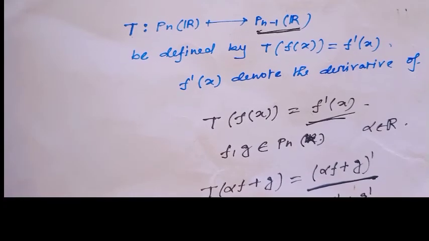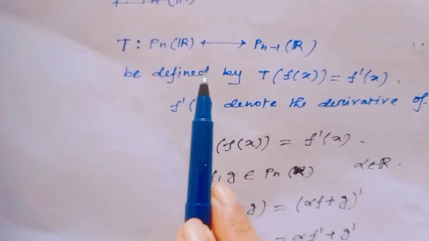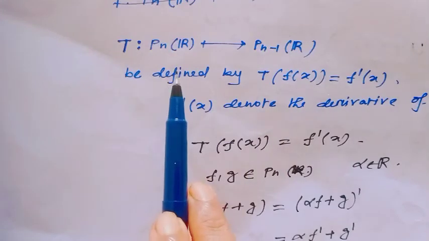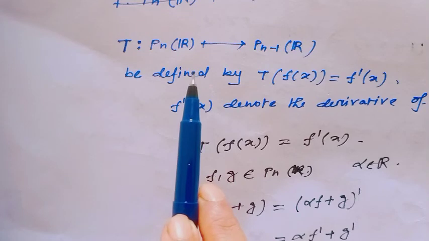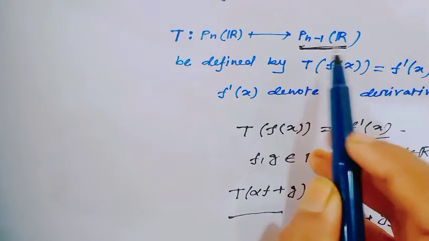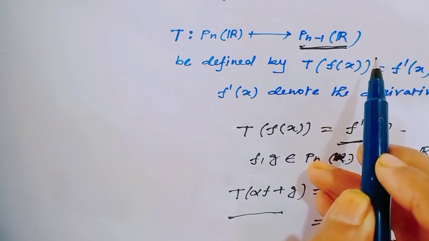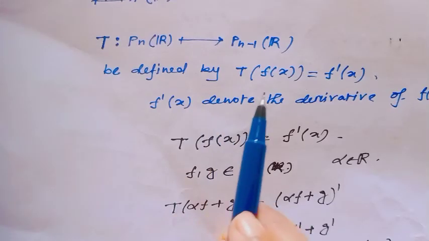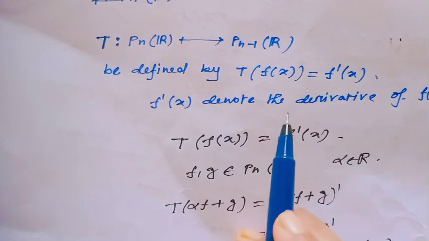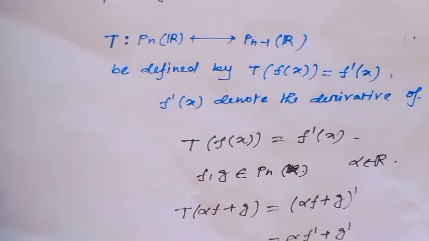Now I will see some other different type of linear transformation. T is a mapping from Pn(R) to Pn minus 1(R). Here Pn means polynomials of degree n over the field R and Pn minus 1 means polynomials of degree n minus 1 over the field R. It is defined by T of f(x) equal to f prime of x. Here f prime of x means the derivative of f(x). This is actually called the differential operator.